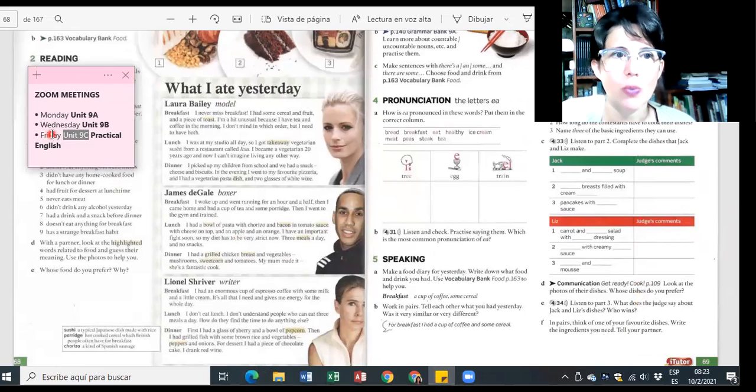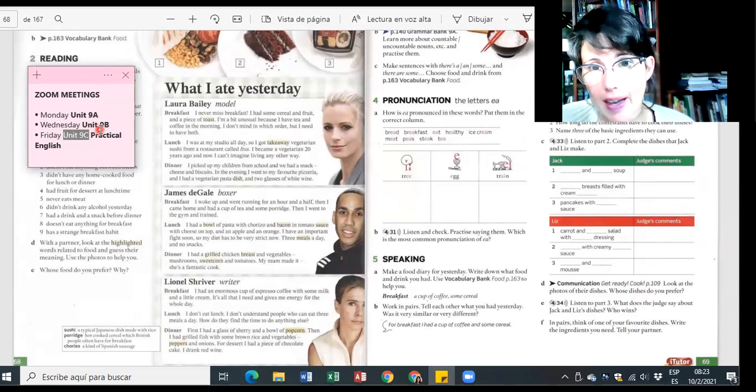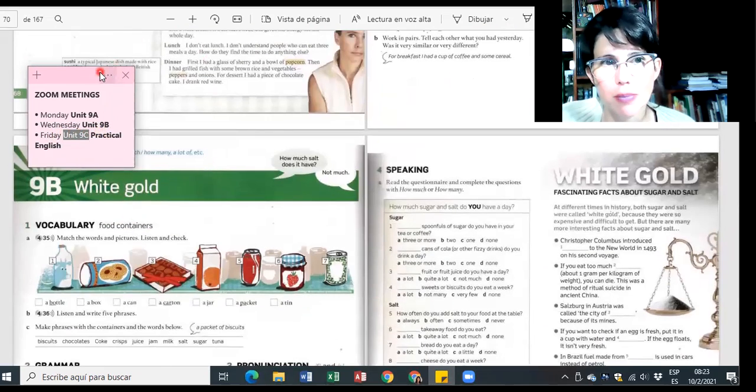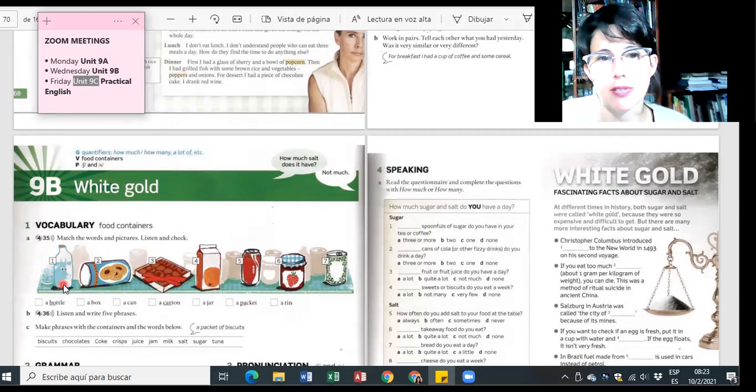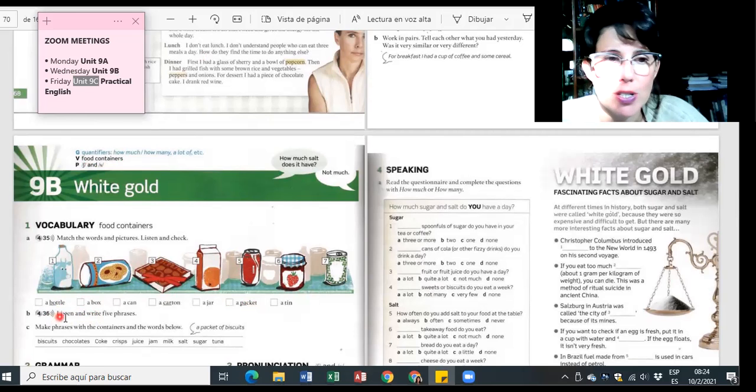Then, on Wednesday, we will work with Unit 9B. Let's see what we have to do there. In Unit 9B, we will keep working with food, but in this case, food containers. It has to do with uncountable nouns many times. For example, water, it's uncountable because actually you need either a bottle or a glass or something that contains the liquid, all right? This is very simple and it's just a revision.